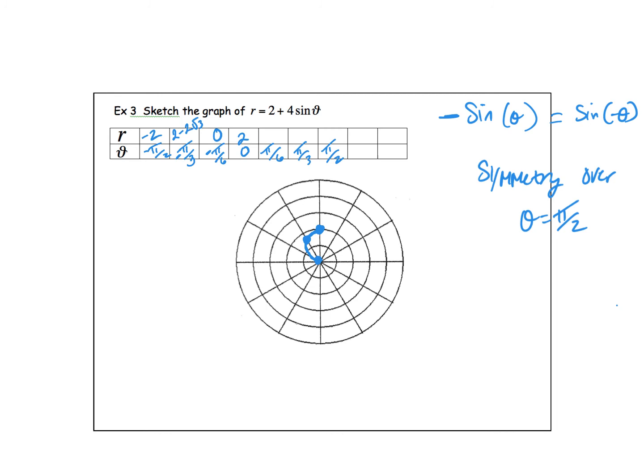If I go to pi over 6, sine at pi over 6 is a half. A half times a 4 is 2. 2 plus 2 is 4. I'm sorry, I didn't plot that last point the right way, did I? You guys should yell at me. R being 2, theta being 0 should have put me here. I was thinking pi over 2. Pi over 6, which is what we're on right now, and a 4 puts me here. There we are.